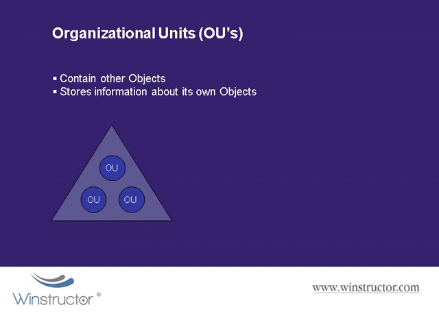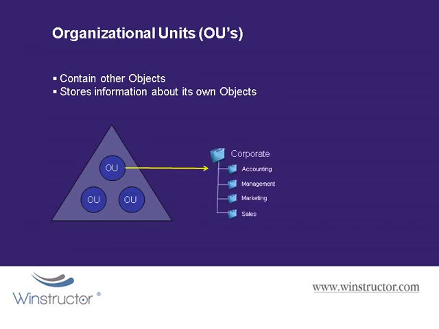OUs provide the most granular scope to which you can assign administrative authority, and they also provide a means for handling administrative tasks. So for example, here we've created an OU called Corporate, where we can create and store user accounts. Now in order to structure our organization, we're able to create other OUs underneath our parent Corporate OU, such as the accounting department, marketing, sales, and so on, and we can build our OU structure to mirror our company structure.